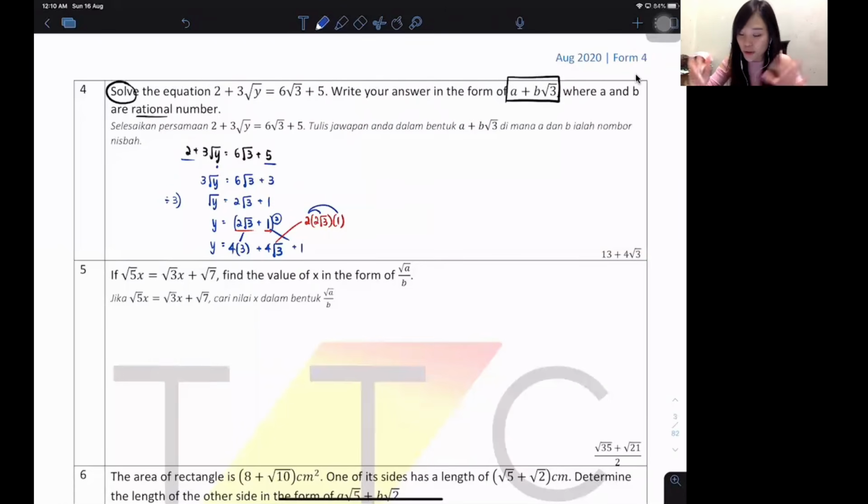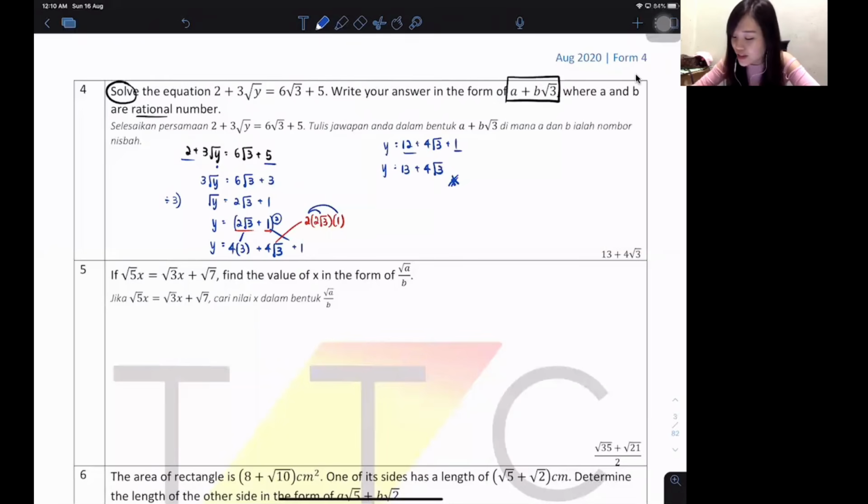This is just warm-up questions, yeah? So Y answer will be 4 times 3, 12. Plus 4 square root 3 plus 1. 1 and 12 can combine together, 13 plus 4 square root 3. And don't tell me, teacher, do I need to press calculator? No need. This is your answer.